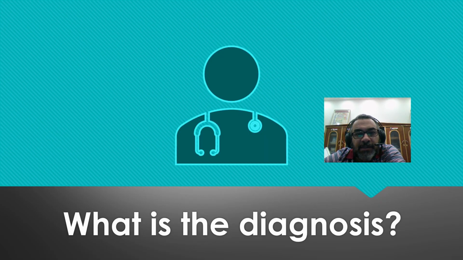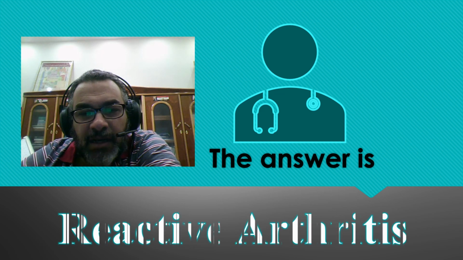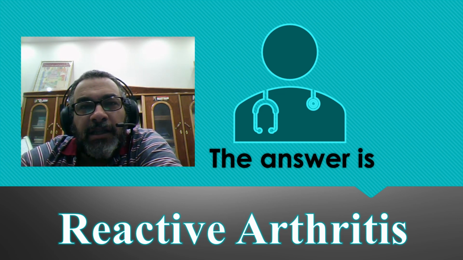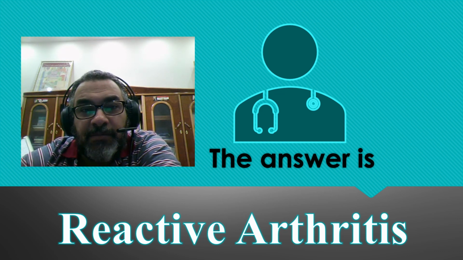So, what is the diagnosis? As I said in the previous video, the case is straightforward. There is no unexpected thing in this case. The case is simply reactive arthritis. Yes, reactive arthritis. Sometimes we bring to you difficult and challenging cases, but from time to time we need to revise our basics. So this case is reactive arthritis.